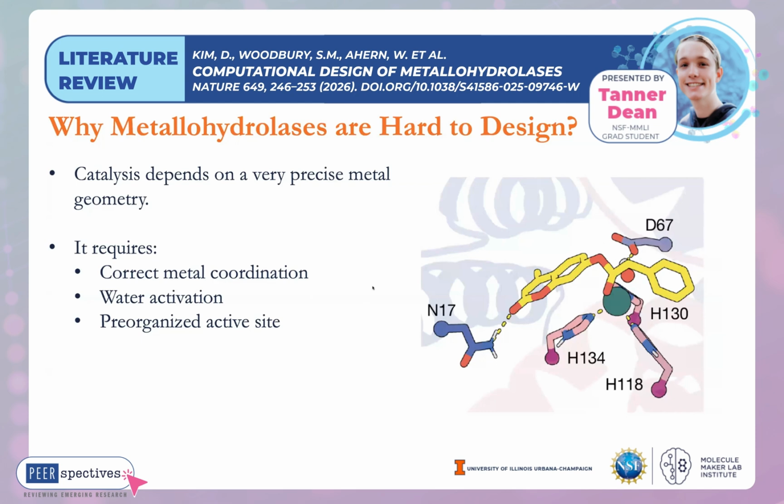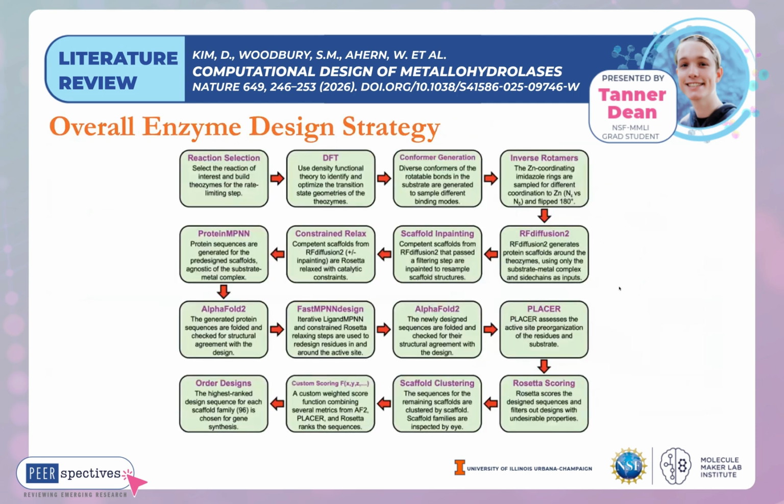very pre-organized active site. So this is actually from the supporting information of their paper for the entire enzyme design strategy from the computational side of things. I'll briefly go over it, but for the sake of the slides, I'm really only focusing on the DFT, the RF diffusion 2, this iterative ligand MPNN and constrained Rosetta relaxation, and then using PLACER as well as a few empirical scoring functions for the final scoring.